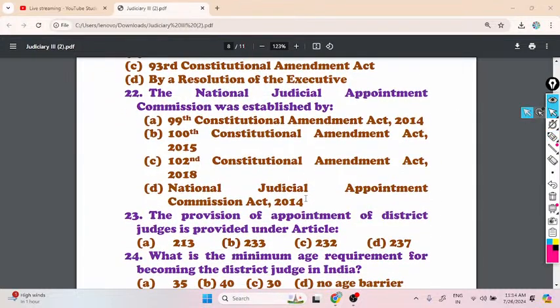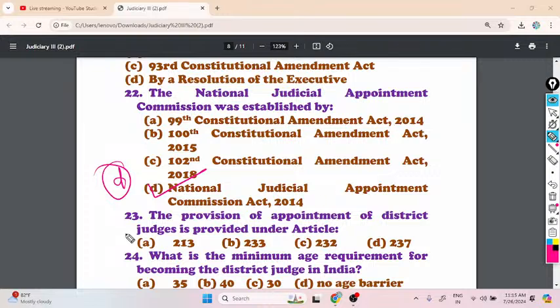The National Judicial Appointment Commission was established by the National Judicial Appointment Commission Act. There was a special act made in the past in the Parliament for appointment of judges in 2014. But remember, the 99th Amendment and the National Judicial Appointment Commission Act 2014 have been declared null and void by the Supreme Court in 2015 in the Fourth Judges case. So the answer is D.